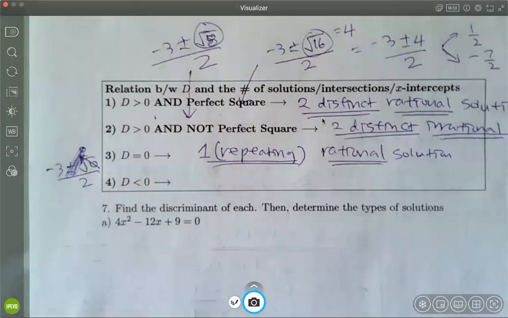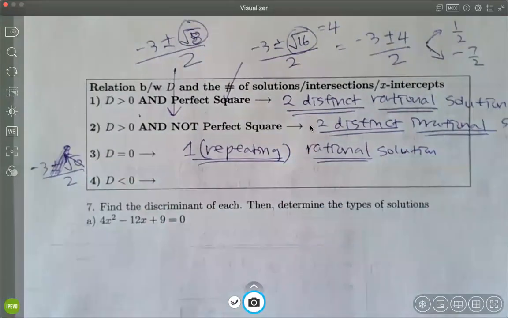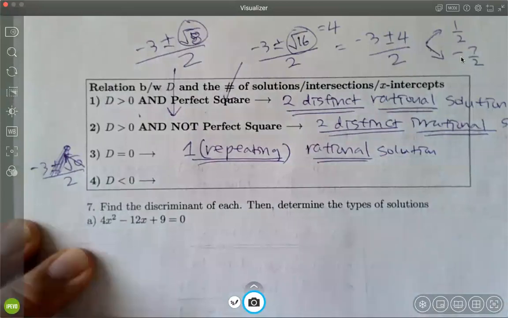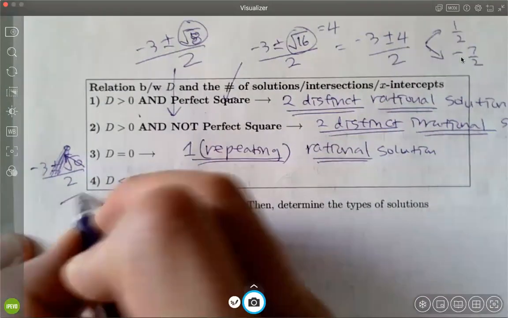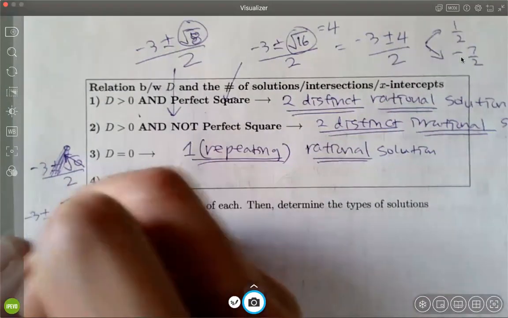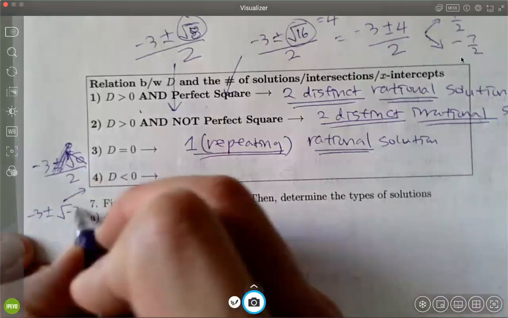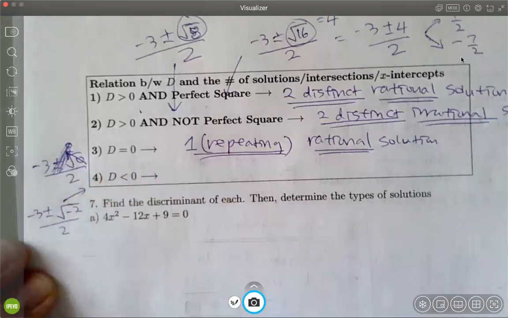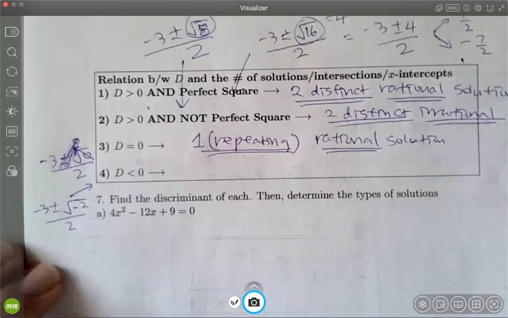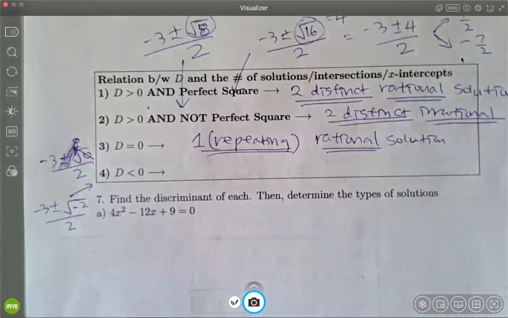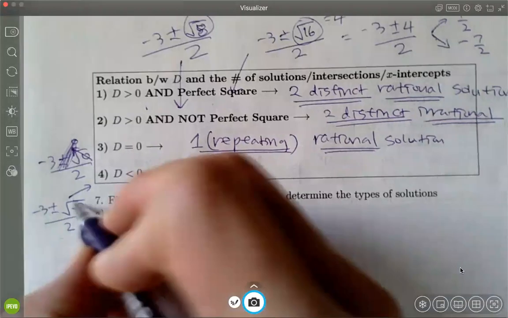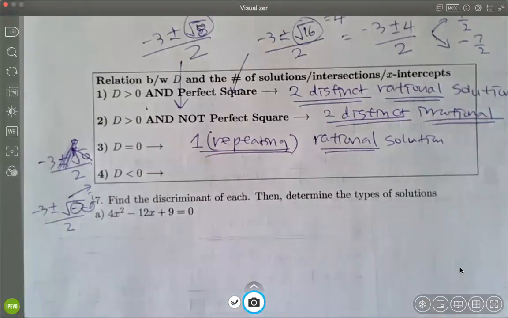Again, we have rational instead of irrational because there's no square root. And now negative discriminant. So what does that mean? Here we have negative 3 plus minus square root of, say, negative 2 all over 2. Whenever we have a negative number under the square root, we have to pull the negative sign out and change that into an i, right?